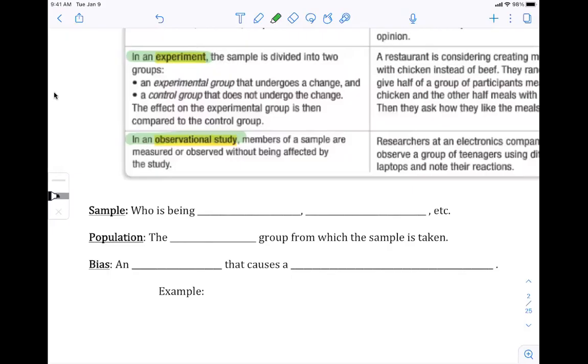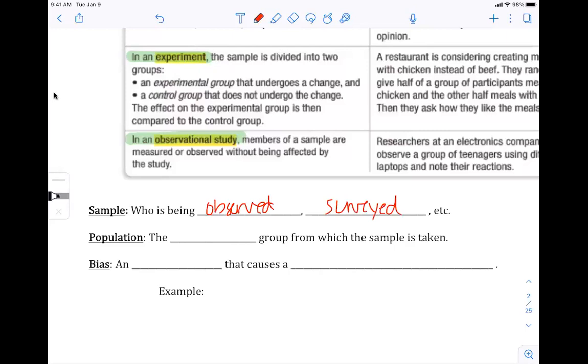Some common terms that you're going to see throughout the statistics unit. The first one is sample. This is just who is being observed or surveyed, experimented on, etc. You guys get the gist.